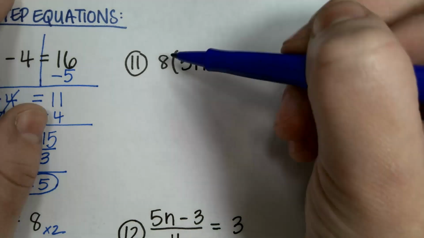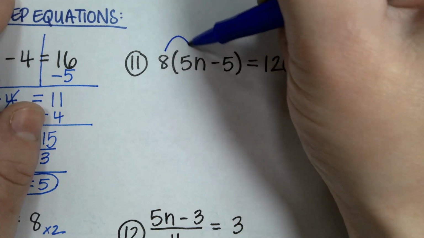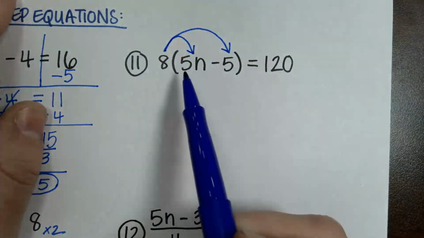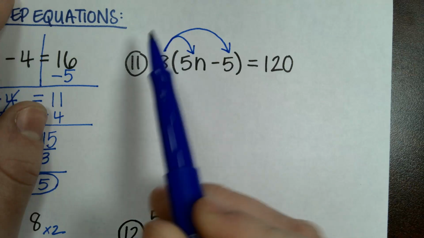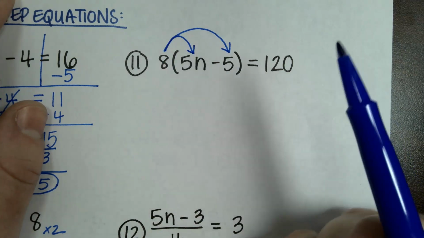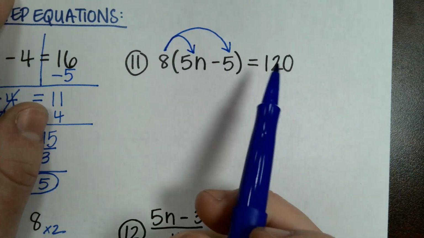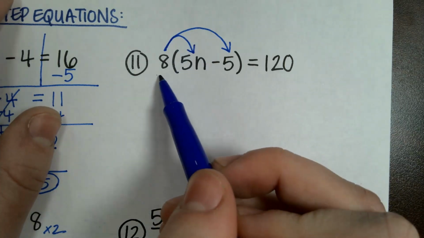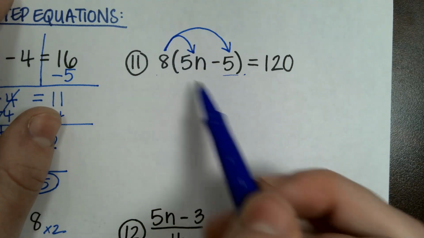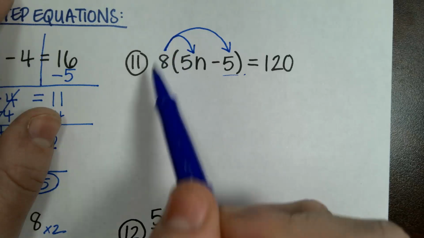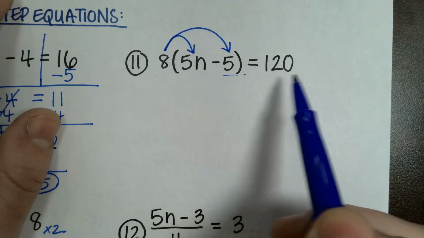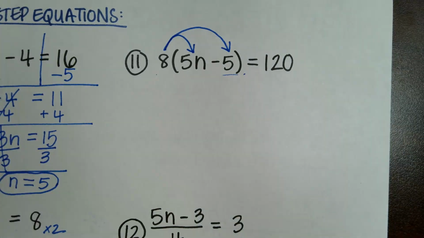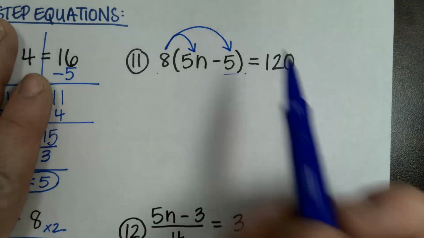Yes. So we could either start by distributing my 8 and do 8 times 5n minus 8 times 5. Or if you don't want to do 2 different multiplication problems, what you could do, just like Kiana said, is just divide this whole side by 8 to get rid of this times 8, and then divide 120 by 8 also. So let's just start with the distribution method, and we can run through both ways.